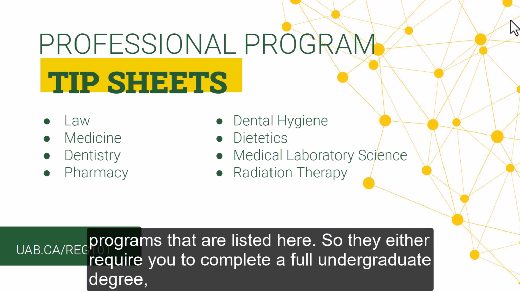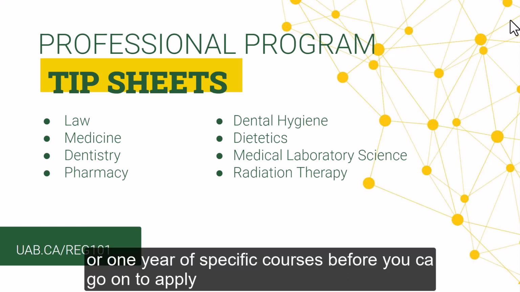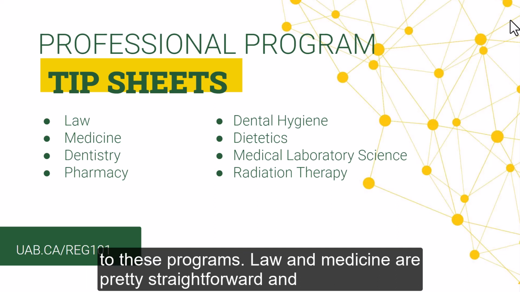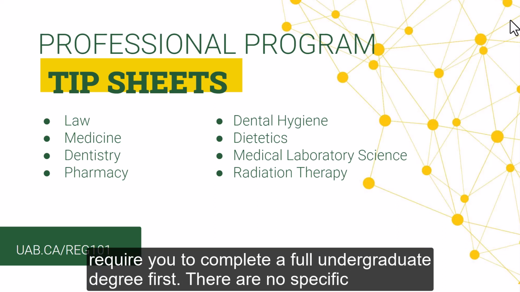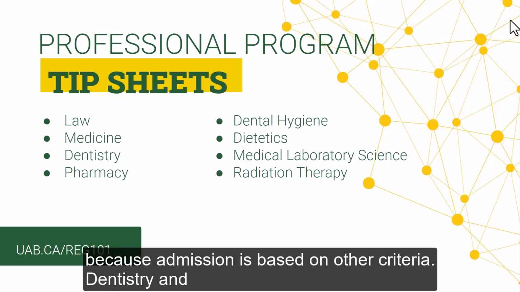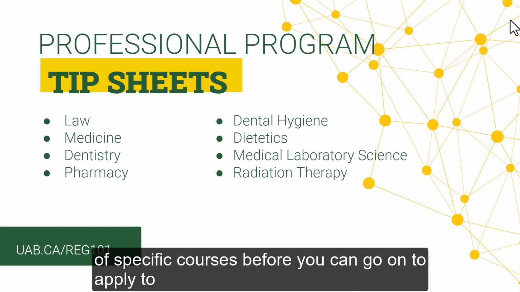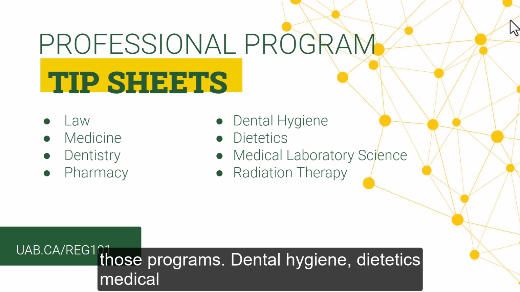So they either require you to complete a full undergraduate degree, 2 years of specific courses, or 1 year of specific courses before you can go on to apply to these programs. Law and medicine are pretty straightforward and require you to complete a full undergraduate degree first. There are no specific courses that you need to take and no specific program because admission is based on other criteria. Dentistry and pharmacy, those programs require you to take 2 years of specific courses before you can go on to apply to those programs.